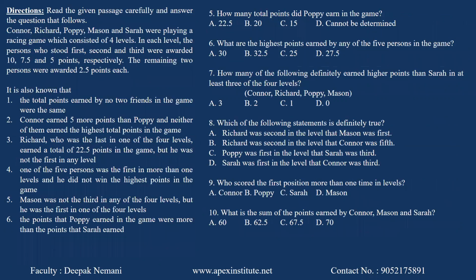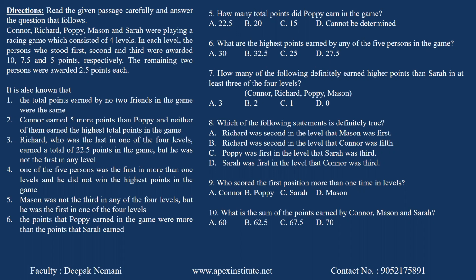Now coming to the second question. So here we have 5 persons playing a racing game which consisted of 4 levels. In each level, the persons who stood first, second, and third were awarded 10, 7.5, and 5 points respectively. The remaining 2 persons who stood fourth and fifth were awarded 2.5 points each. It is also known that we are given 6 conditions.